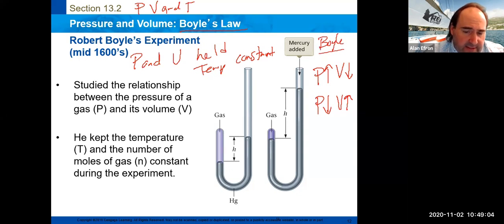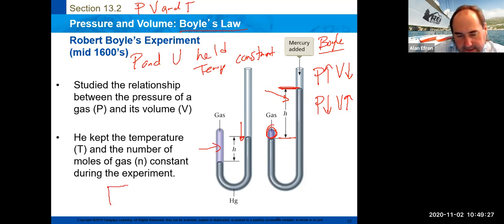And that's what we see here. A larger volume, a smaller pressure, as measured here by the height of the column. A smaller volume, a much larger pressure, measured by the height difference of our mercury in the tube. So it's just a logical way to think about it as well. If you just think about it, right?